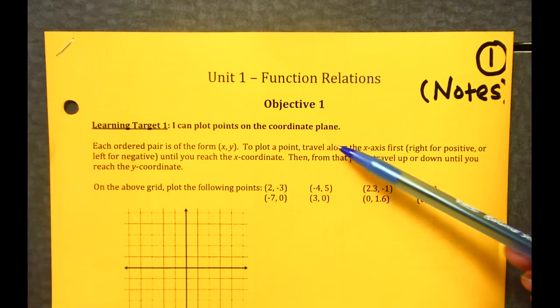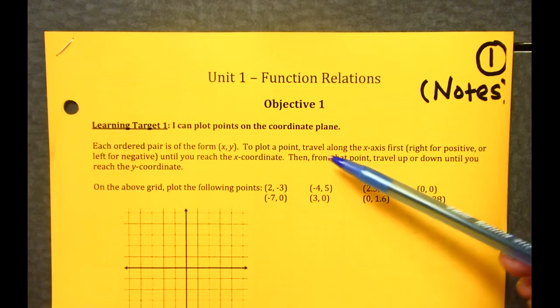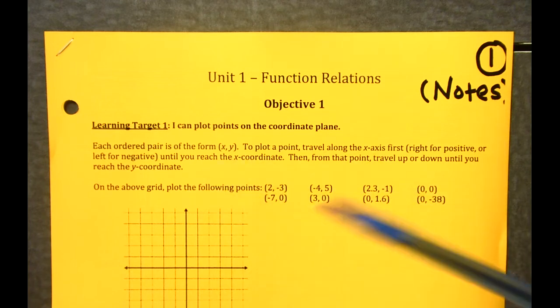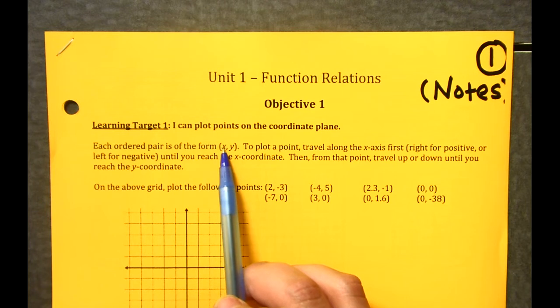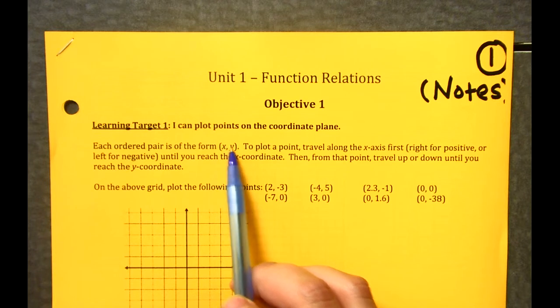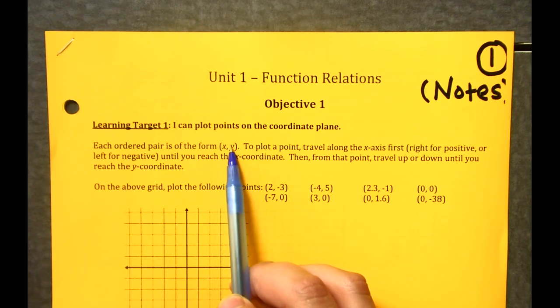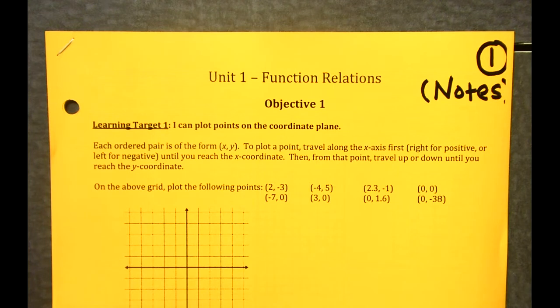Now, learning target 1, which says I can plot points on the coordinate plane, is something that you have probably learned before, but it's going to be very important in this class. Each ordered pair is of the form (x, y). To plot a point, travel along the x-axis first, right for positive or left for negative, until you reach this x coordinate, whatever this number is. Then, from that point, travel up or down until you reach the y coordinate, whatever this number is. So what this looks like in action, on this grid right here, plot these points.